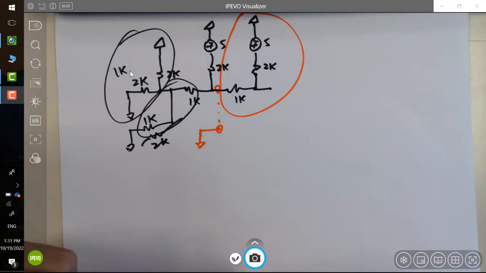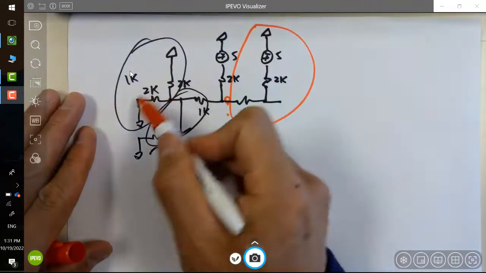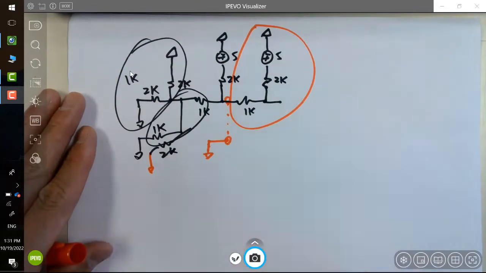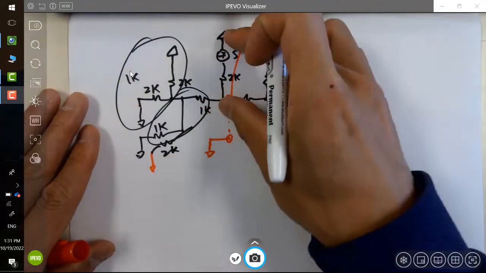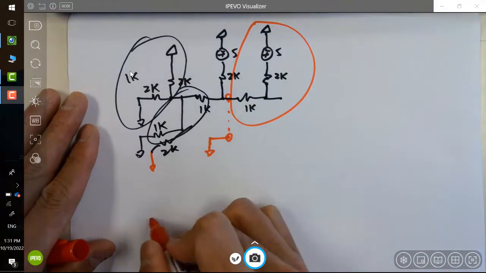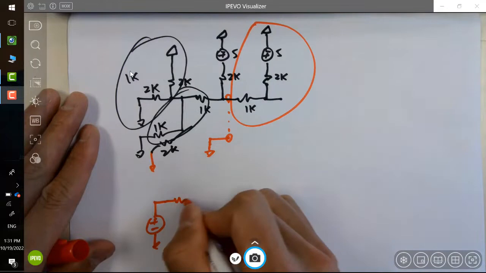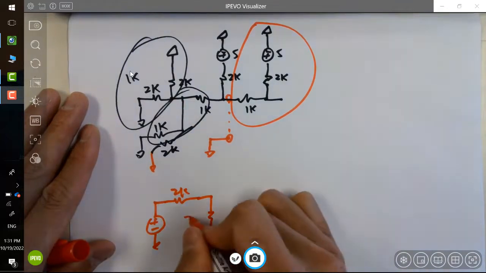Wait, so the V3 goes to V over 2, right? Let's start from here. You agree with that, right? 1K, 1K, 2K. Right, so 2K is shorted to ground. If I rotate this guy and put it here, 2K goes to ground. Agree with that? Yeah.